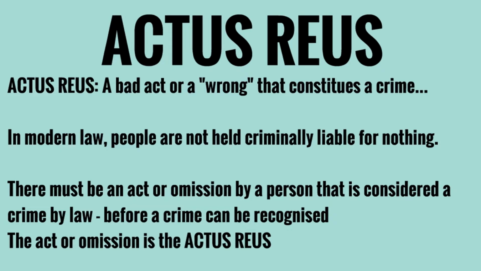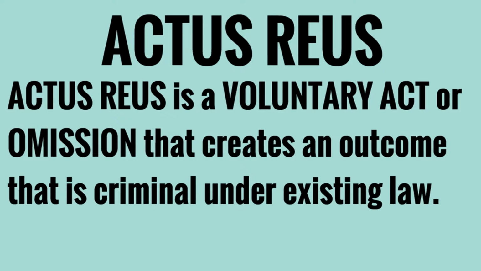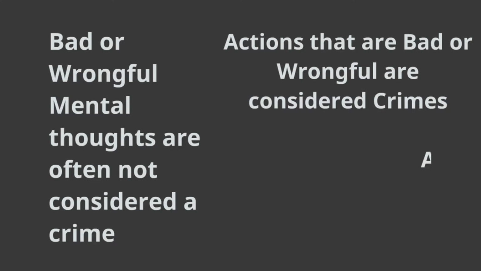This is an action or omission that creates an outcome that is criminal under law. The Actus Reus is a voluntary act that creates a state of affairs that is criminal. In other words, Actus Reus is an activity that causes a crime. Actus Reus creates a distinction between a mental thought or idea and a physical action that creates the crime.